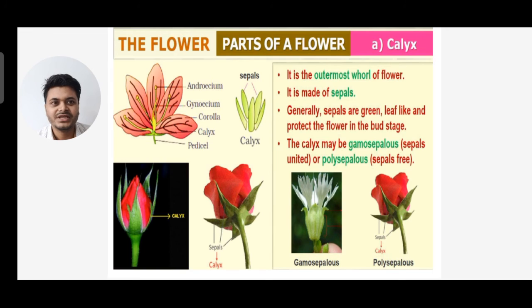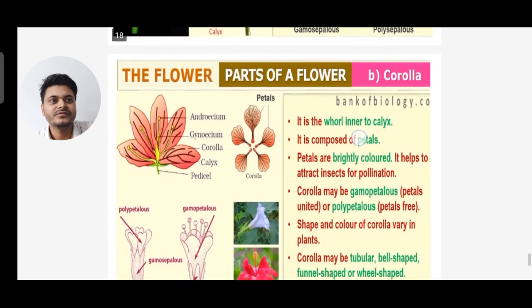So calyx may be gamosepalous or polysepalous. Gamo means fused sepals, that means united. So sepals are united, and polysepalous means sepals are free. So you can see the picture of gamosepalous and polysepalous conditions. Polysepalous where the sepals are free, and gamosepalous where the sepals are fused.